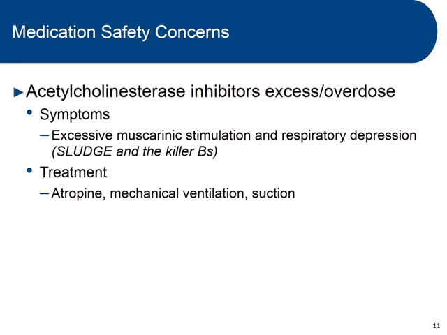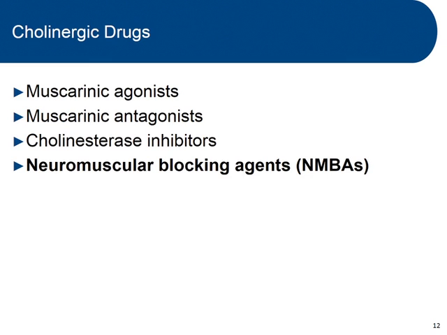The muscarinic effects, like I just mentioned, can be prevented with atropine, but the mechanical ventilation and the suction part, specifically the mechanical ventilation, is used to reverse the respiratory depression and counteract the effects at the motor end plate, causing muscle weakness or even paralysis.